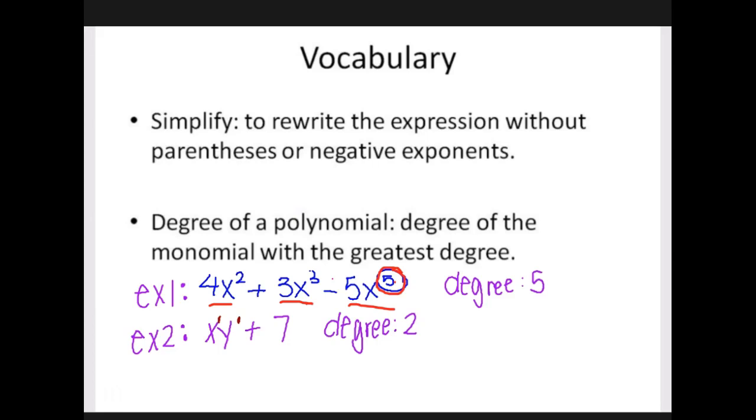If you have two variables being multiplied together, then we add their degrees together to get the degree of that term. So x and y are both degree 1, making that term a degree 2.